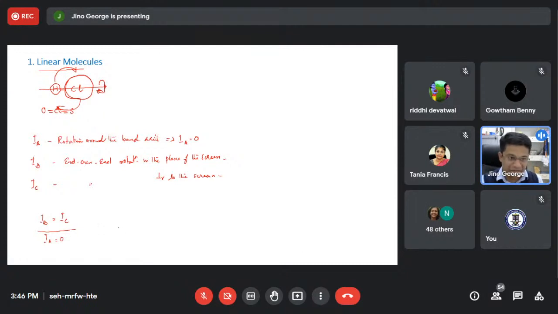Of course, I will explain the moment of inertia of a diatomic rotor. I will come to that in a minute, but I just give you this flavor of how HCl or OCS kind of molecule is a linear molecule. How does it look?